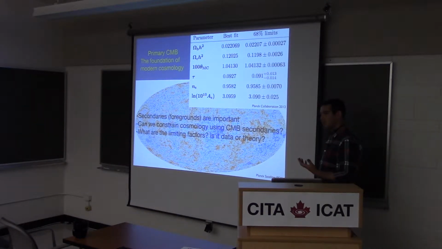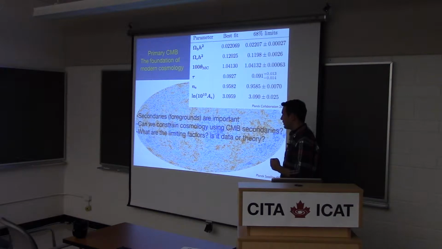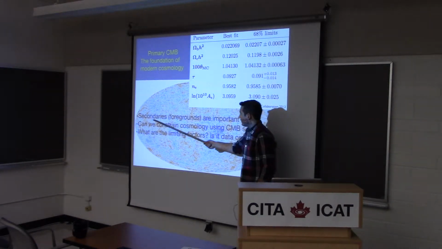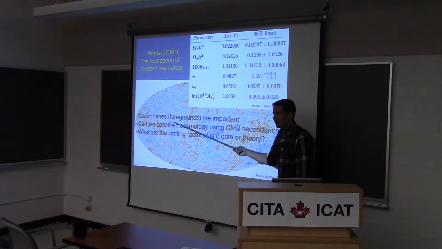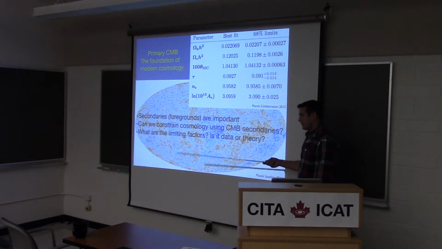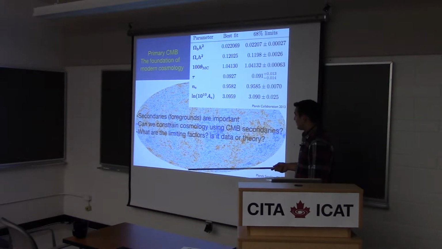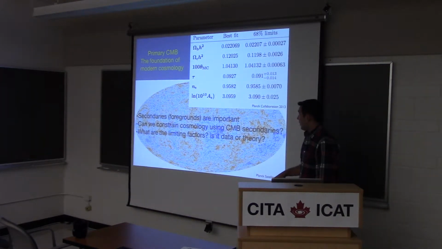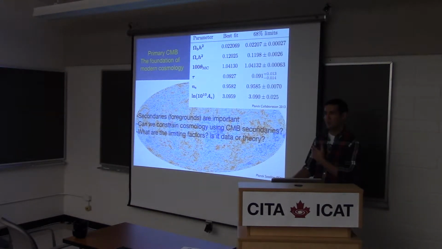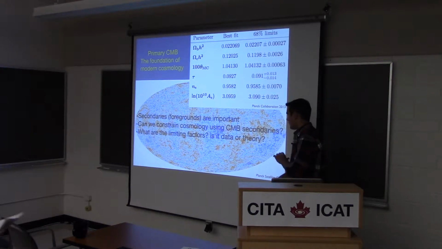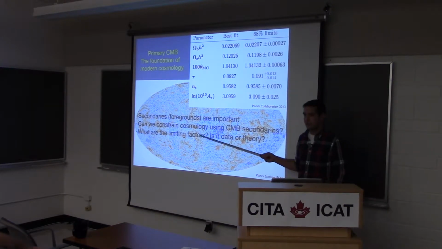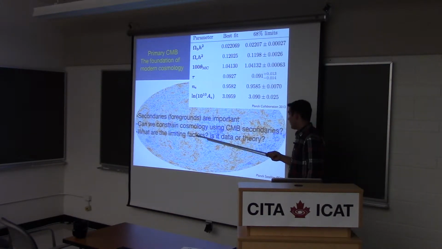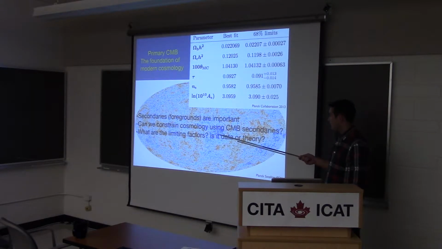And what we've seen become more and more evident over the past couple of years is that what I call secondaries, some people also call foregrounds, are going to be important. So as an example, the BICEP 2 experiment, it turns out that foregrounds are very important for that measurement. So what can we do with these secondaries? Some people just want to get rid of them. They want to marginalize over them. But they're useful. You can also use them to constrain cosmology and potentially some astrophysics.